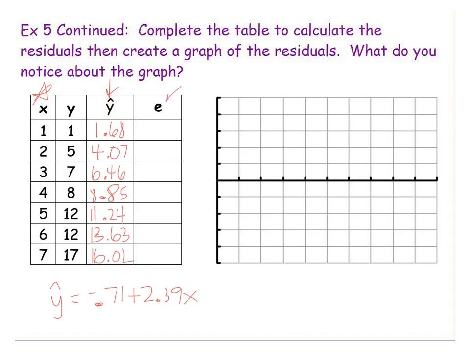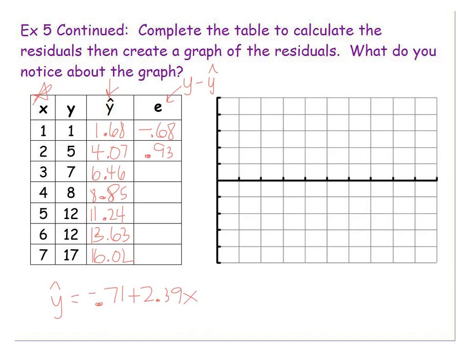So now we need to fill in this next column. If you remember E, the formula is y minus y hat. So we're going to take y minus y hat for each row. So 1 minus 1.68 is negative 0.68. 5 minus 4.07 is 0.93. Go ahead and pause the video, finish the subtracting, and fill in that column of your table.